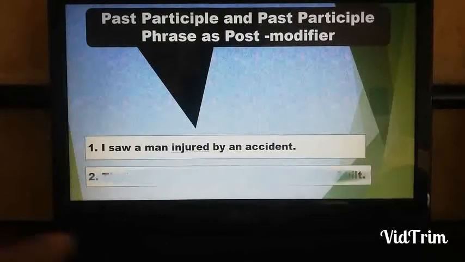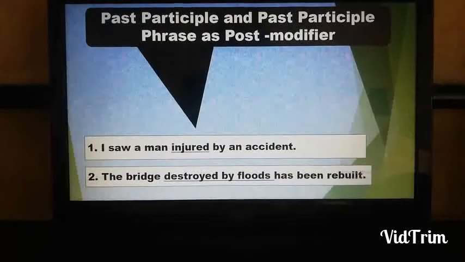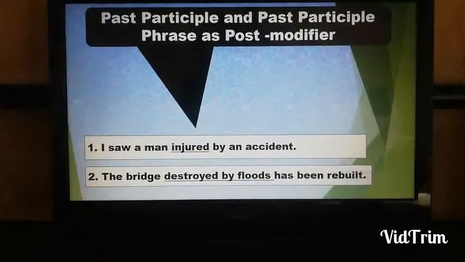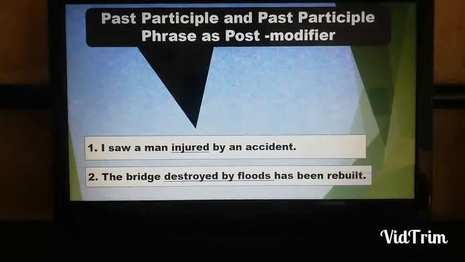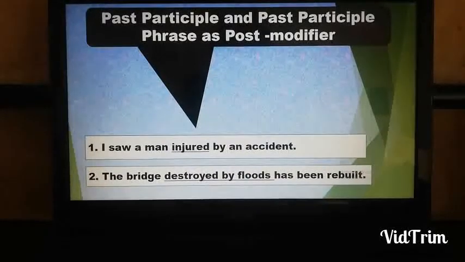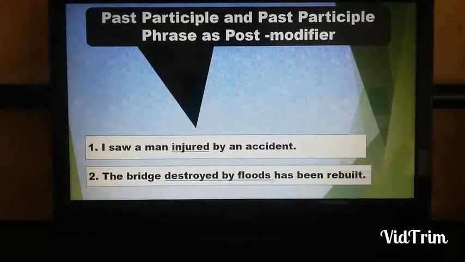And then we will get the phrase of past participle form. The bridges destroyed by floods have been rebuilt. Give attention to the underlined words here: destroyed by floods. The underlined words explain or clarify the condition of the bridges. The bridges destroyed by the floods have been rebuilt. And there are a few words there, so it is a phrase.